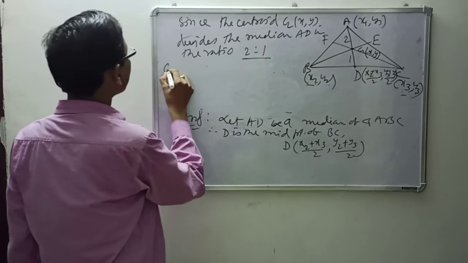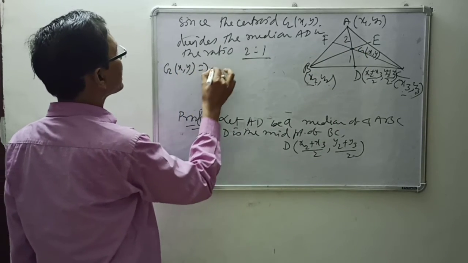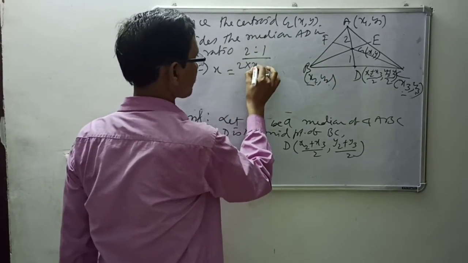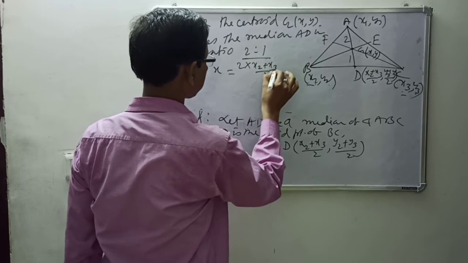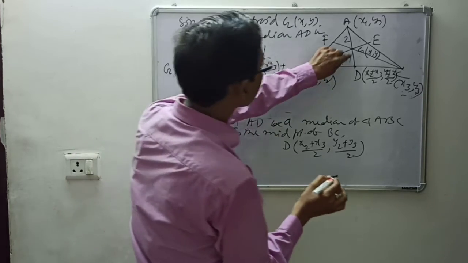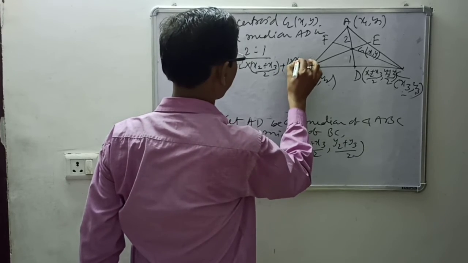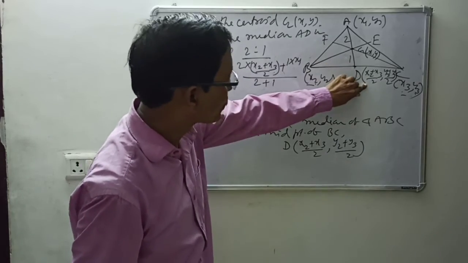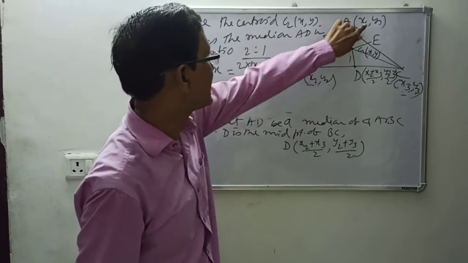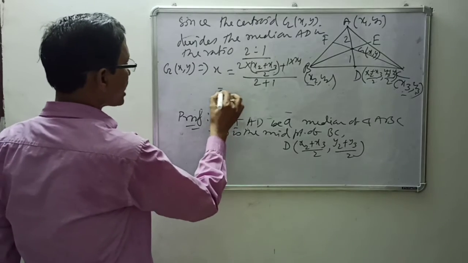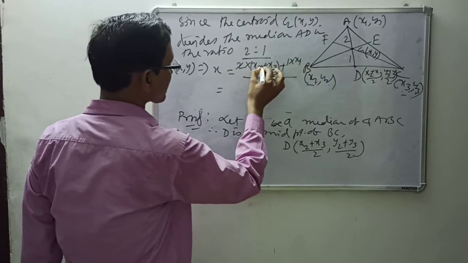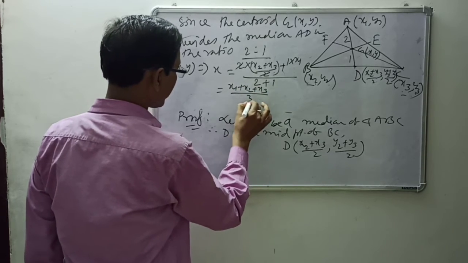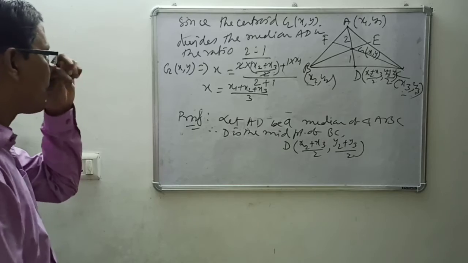So therefore G(x, y), the point you have, can be written as x equals 2 into (x2 plus x3 by 2) plus 1 into x1, divided by m plus n, that is 2 plus 1. That is m x2 plus n x1 divided by m plus n. So ultimately these two will be cancelled. See, x1 plus x2 plus x3 by 3, that is the x coordinate of the centroid you got.